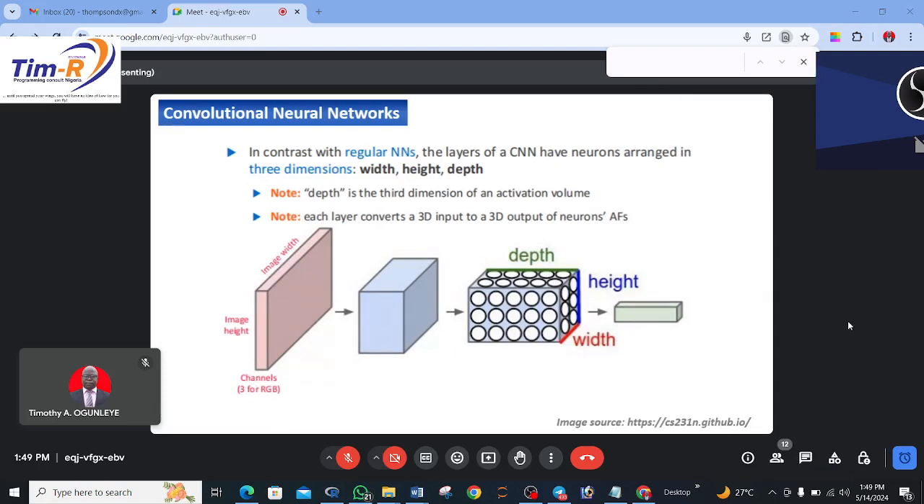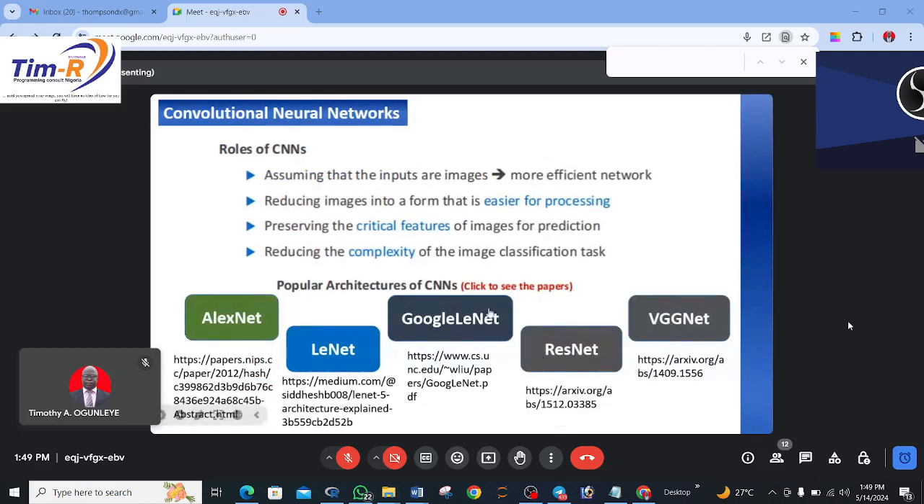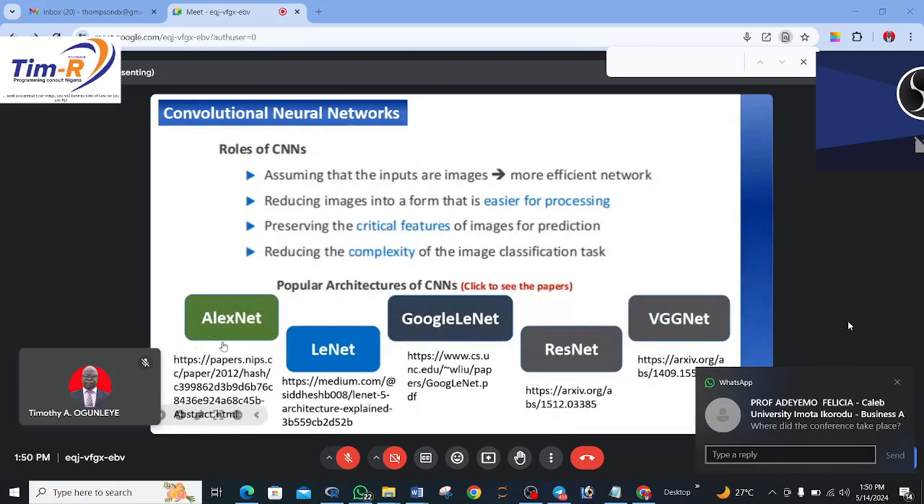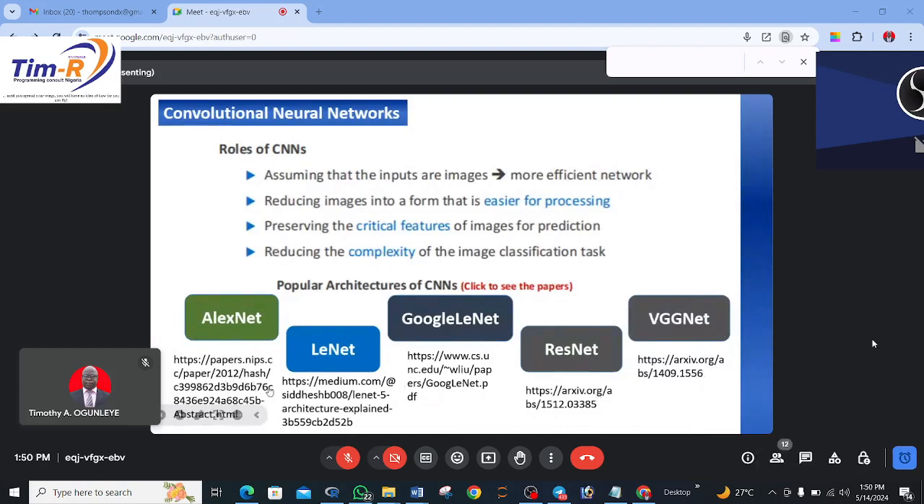Whenever we have an input image, it is seen as image height, image width, and channels, which is 3D for an RGB image. It goes into the convolutional neural network, where we have the width, depth, and height arranged in the form of neurons. I want us to go into the different links and read all these papers on the popular architectures of CNN, because CNN is very popular when it comes to computer vision projects.